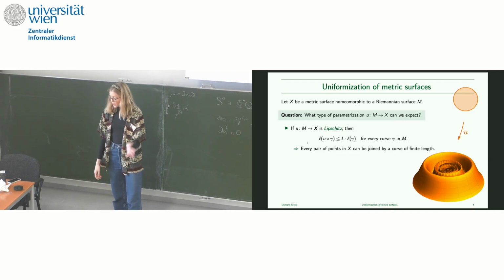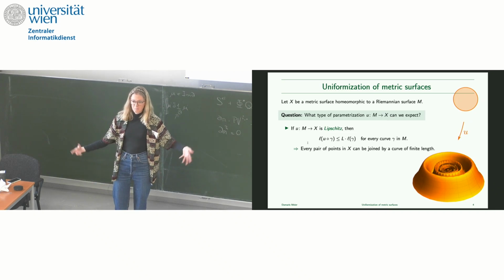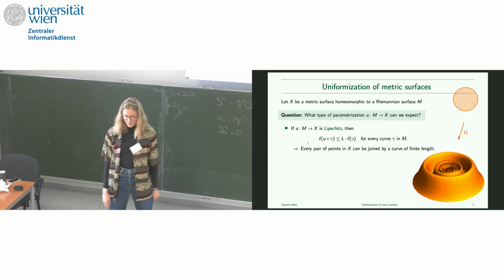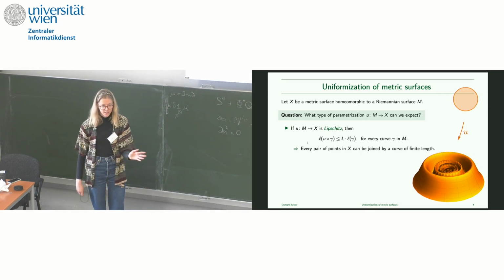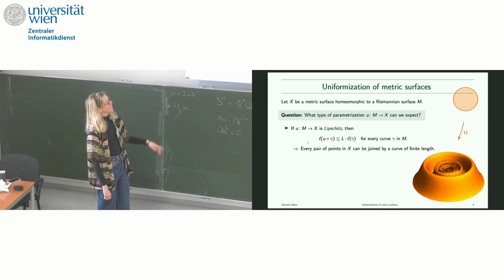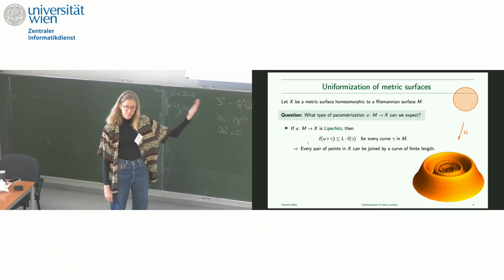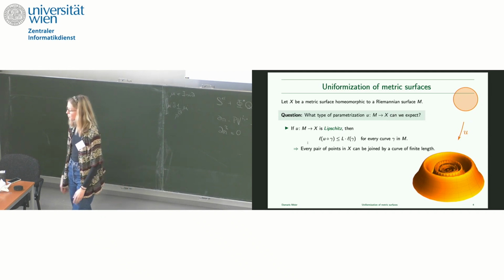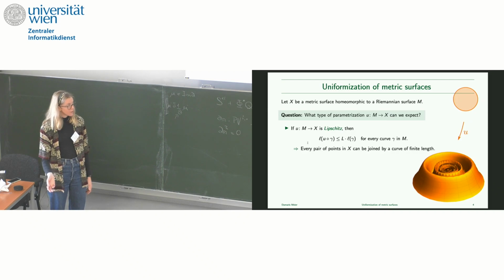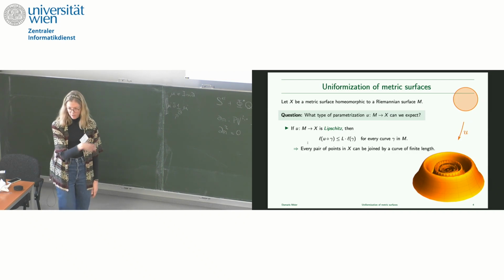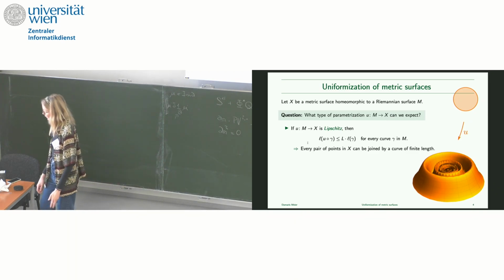Okay, so what kind of parametrization can we expect? The first guess would be maybe we can find a Lipschitz parametrization, okay? Because we had that the arc length parametrization of the curve was Lipschitz, 1-Lipschitz even. And we make an observation: if a parametrization is Lipschitz, then we somehow get an upper bound on the length of curves just by knowing the length of the original curve. So of the image compared to the original curve.